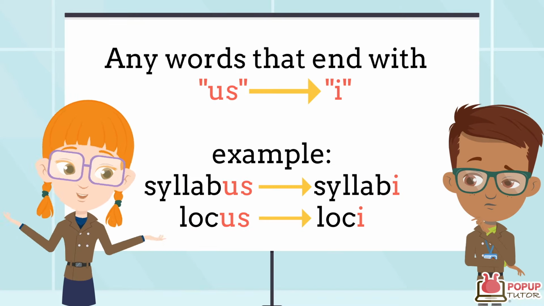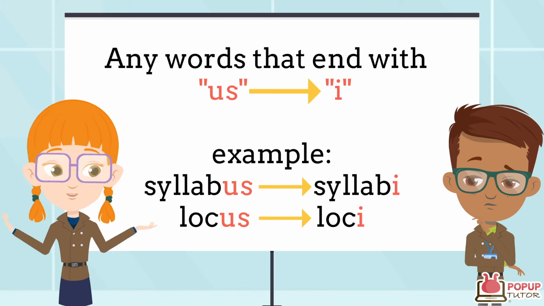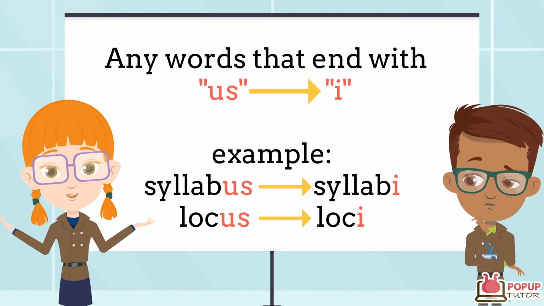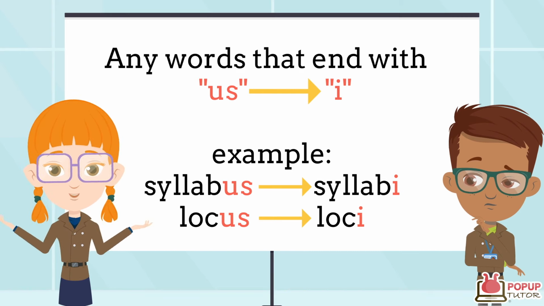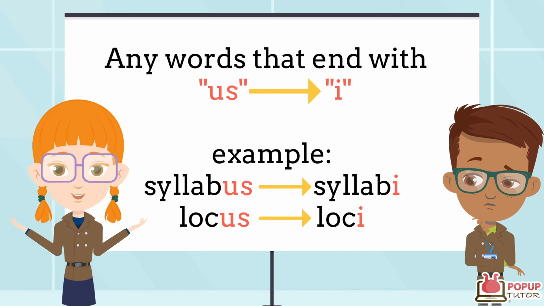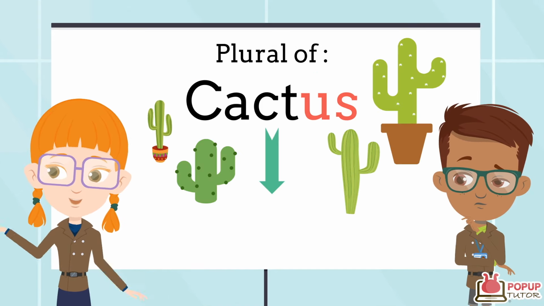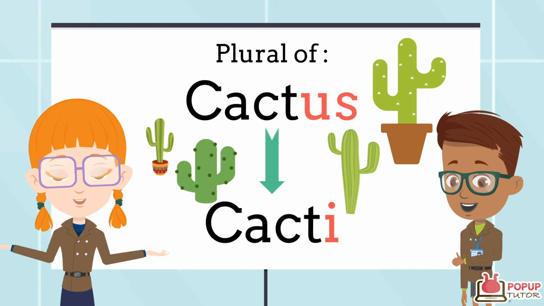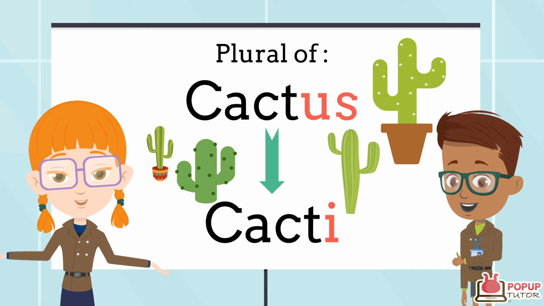So, that's one down. The second rule you found is for nouns that end in US. When this happens, you have to change the US for an I. For example, the plural of syllabus will be syllabi, and the plural of locus will be loci. That seems weird. It is a little bit. Give it a go. What would be the plural of cactus? Cacti? Yes, you take off the US and add on an I, good job.